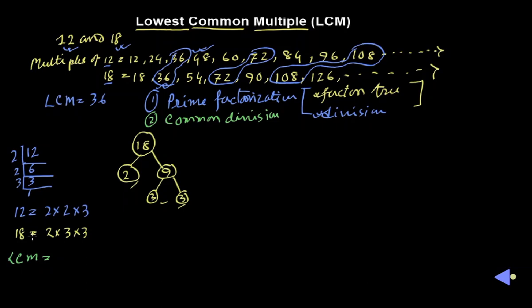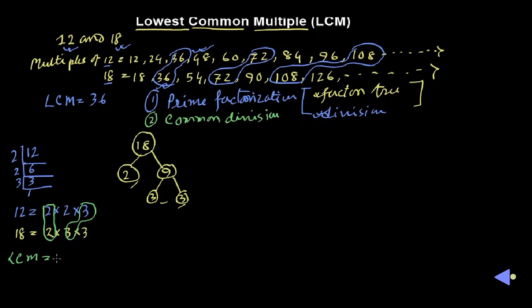I have shown you both the methods. Here you see, in the first method, we have to take the pair of the common values. That means you see 2 is common for both the cases and 3 is also a common prime number in both the cases. So you can write 2 and 2 times 3.